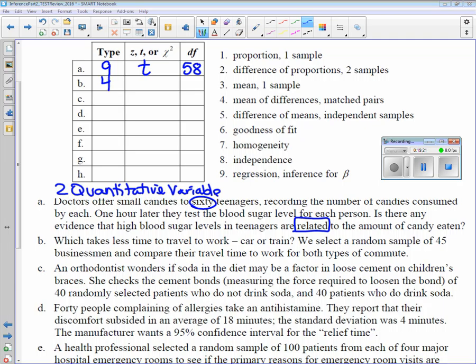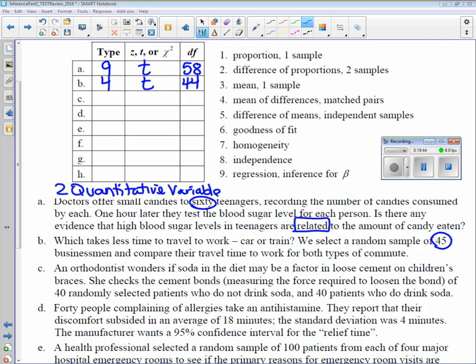When we have matched pairs, what's the test statistic? T again. When I have matched pairs, the degree of freedom is going to be sample size minus 1. So what was our degree of freedom? 44. Good so far.